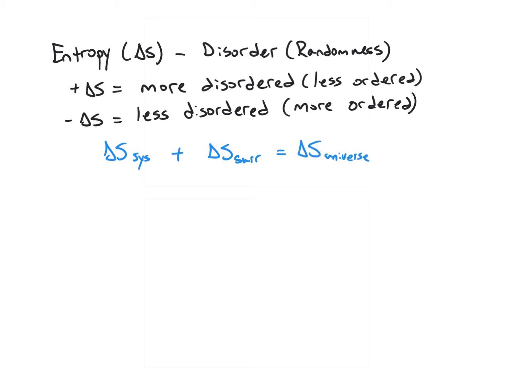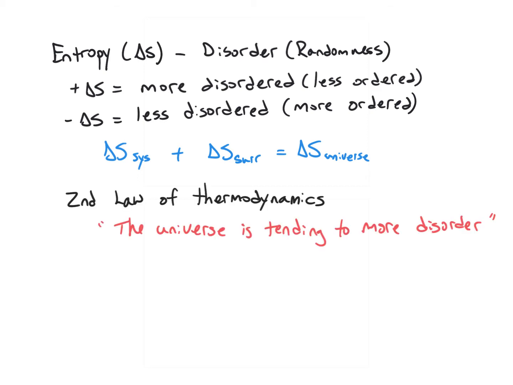This brings us to the second law of thermodynamics. The second law of thermodynamics says that the universe is tending to more disordered. In other words, if you factor in the entropy of the system and the entropy of the surroundings and add it together, it's going to tend to be more positive. In fact, it's never going to be negative. It could be zero, but it's never going to be negative. That is the second law of thermodynamics. Entropy of the universe is always becoming more disordered.